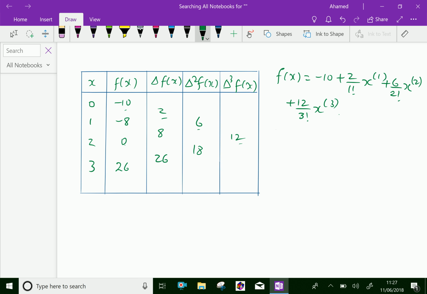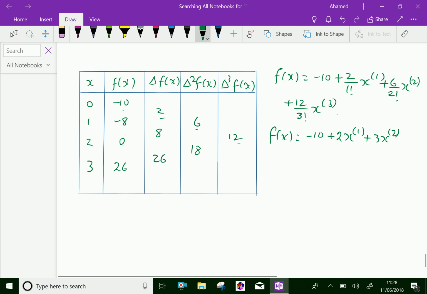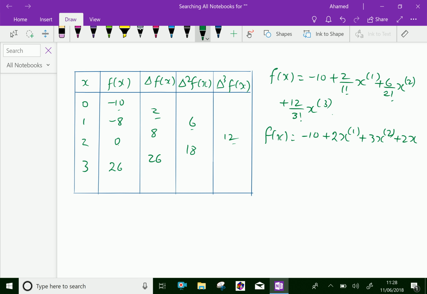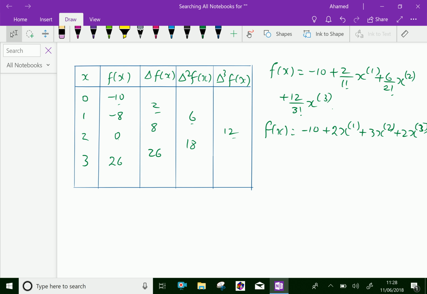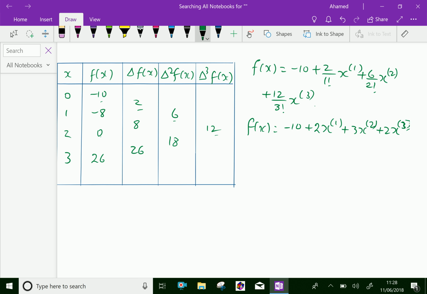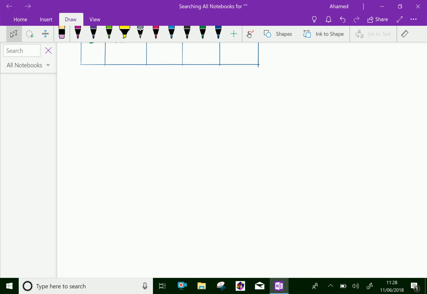Now, by simplifying, we'll get f of x equal minus 10, 2 over 1 factorial is 2, then plus 2 x power 1, plus 6 by 2 factorial is 3, x power 2, and 12 by 3 factorial is 2, that is plus 2 x power 3. Now we got the function in factorial form, that is f of x equal minus 10 plus 2 x power 1 plus 3 x power 2 plus 2 x power 3. The same problem can be done by one more method; we will do the other method.